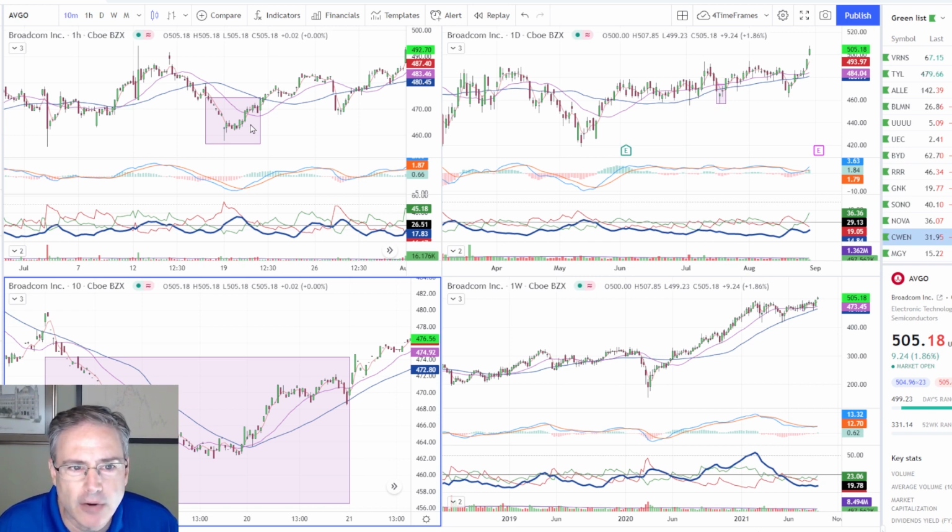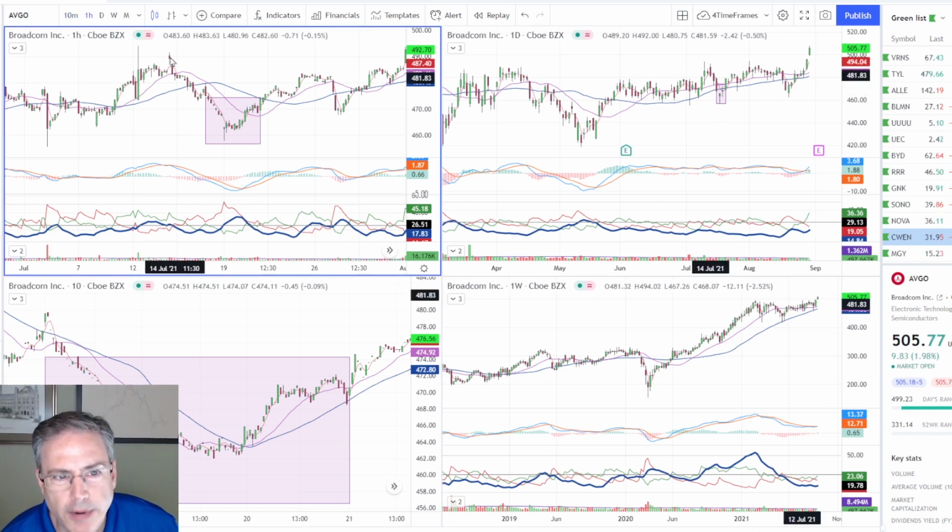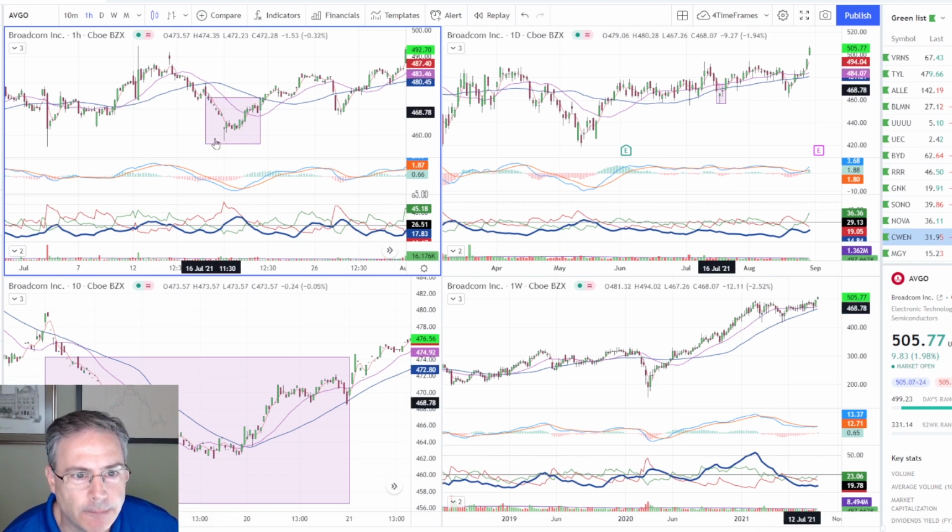And now I go down to the lower time frame. At this point on the hourly, I'm in this box here on my way down, and actually the stock even gaps down this morning. This bar here shows a reversal bar right in the area of this support. So this is the type of thing I want to see.